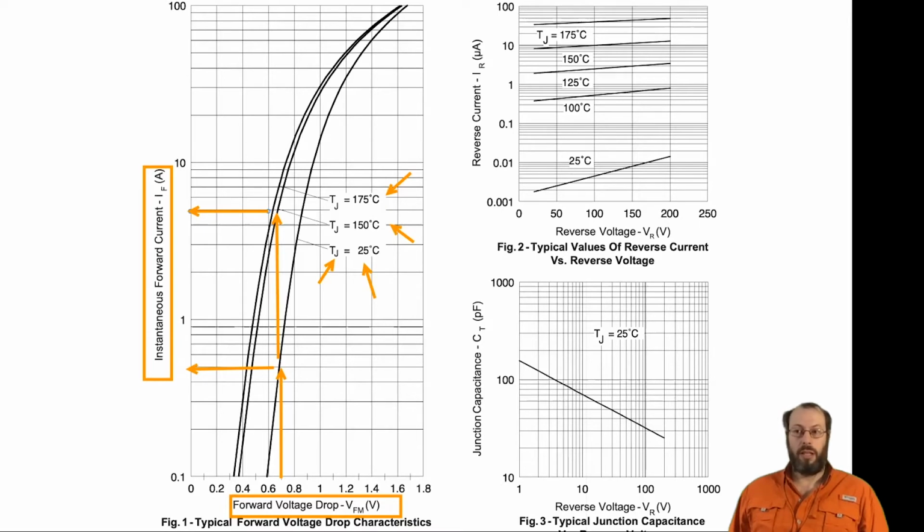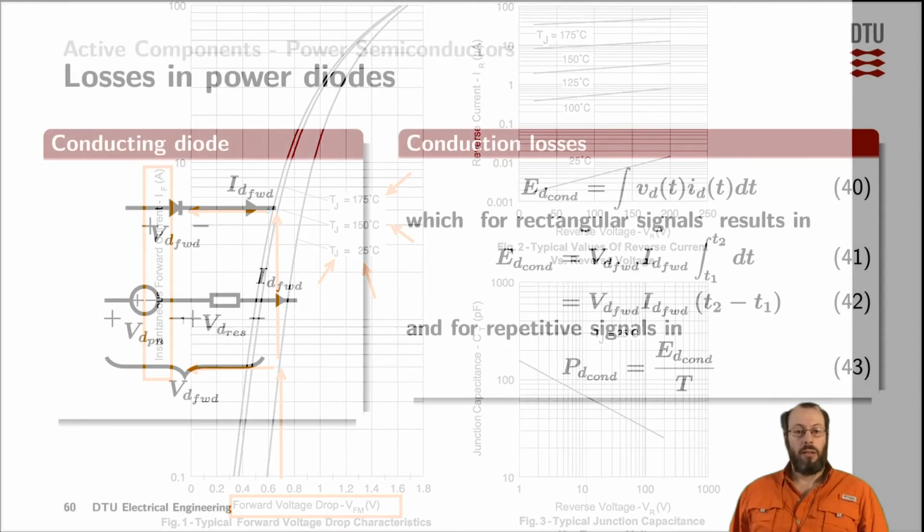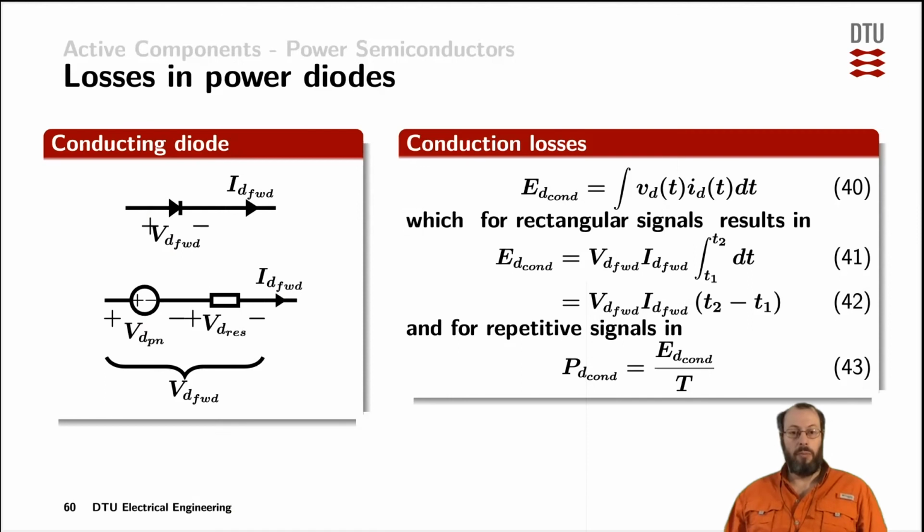You have a given amount of current, then you're getting a specific temperature from that. And from that, you can actually read out of this diagram how much voltage drop you would end up with across the diode. Now let's get back to our model of the diode and see what these values actually mean for our diode in operation in a converter.